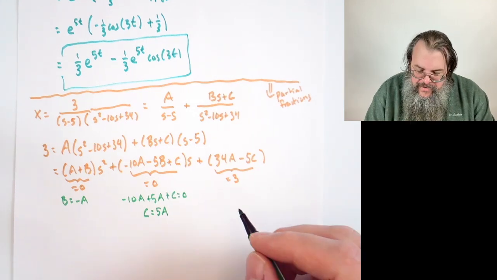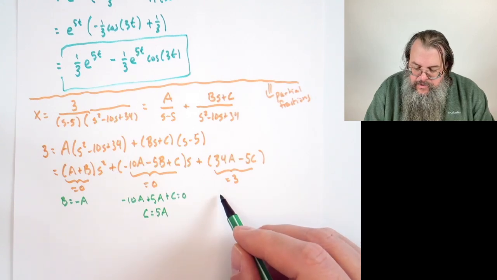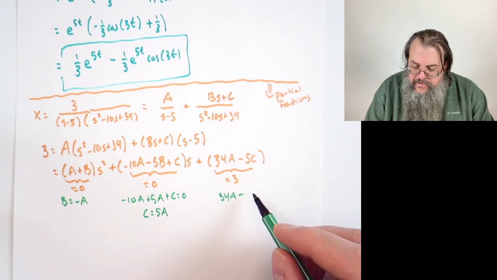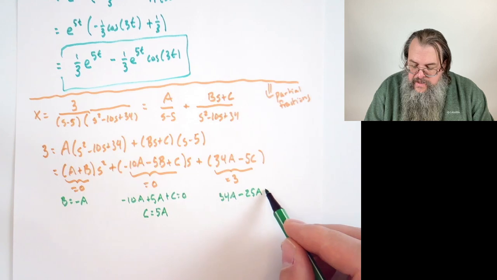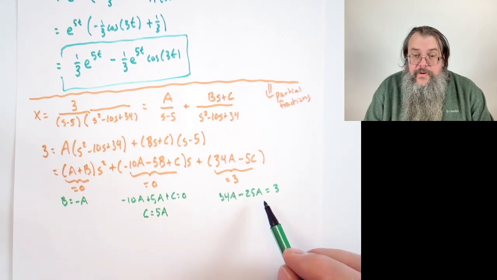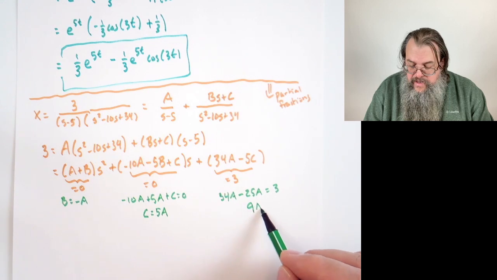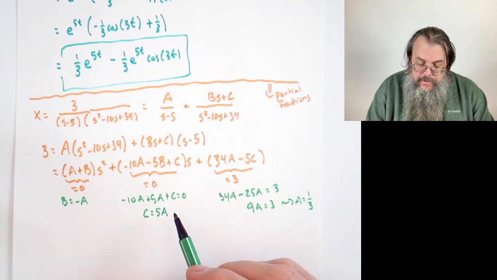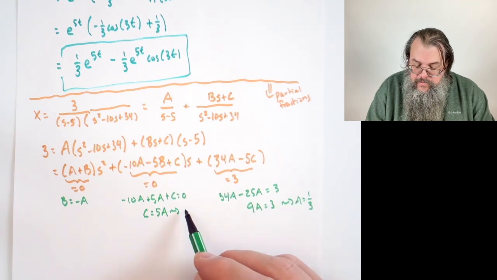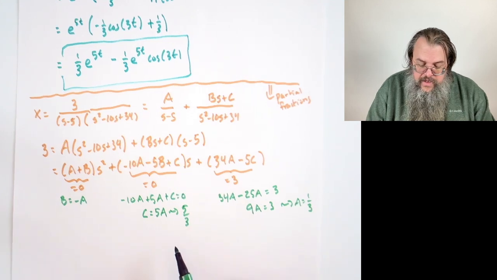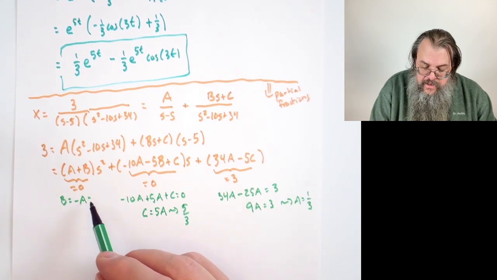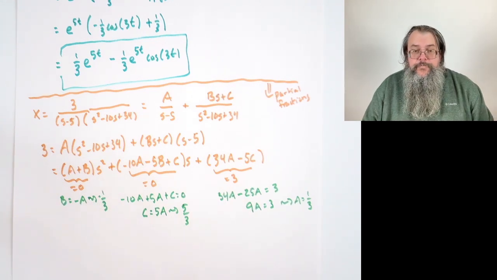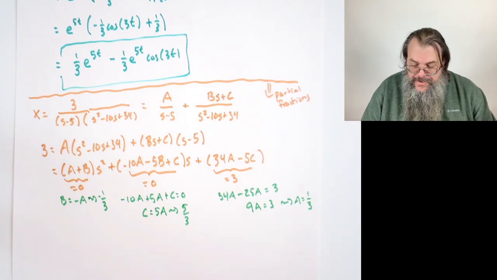All right. So we get the following. We have 34a subtract 5 times 5 makes 25a. That has to equal 3. Well, 34 subtract 25 makes 9a. So we say, aha, a equals 1/3. Now we work our way back. All right, c has to be 5/3. Great. And b has to be negative 1/3. So we solve for our coefficients.